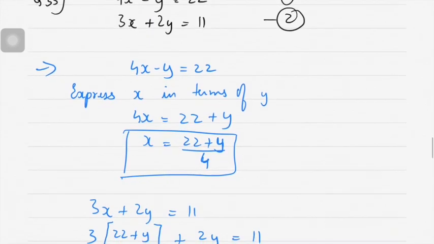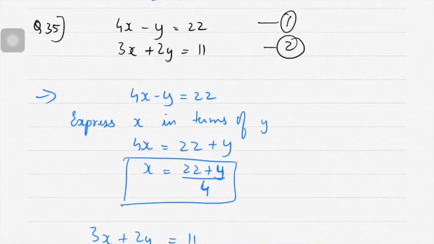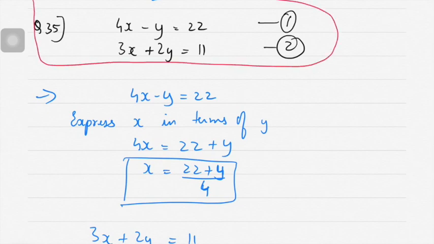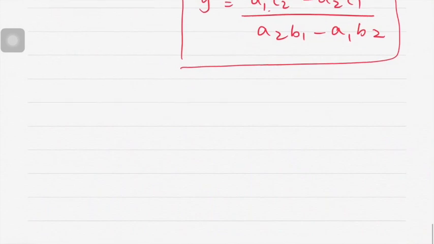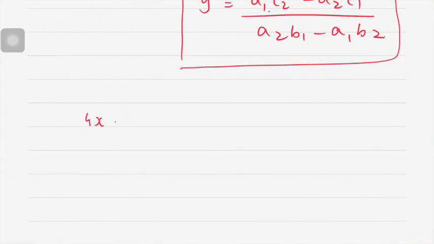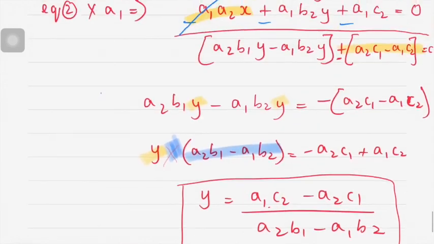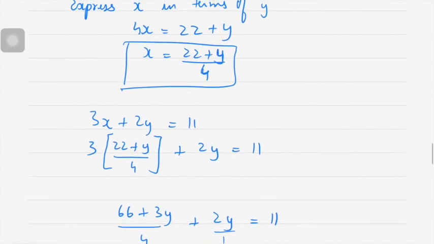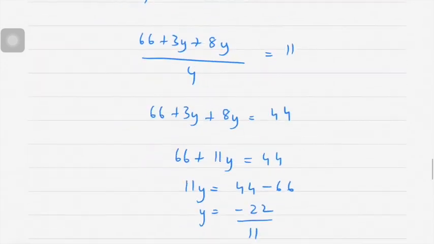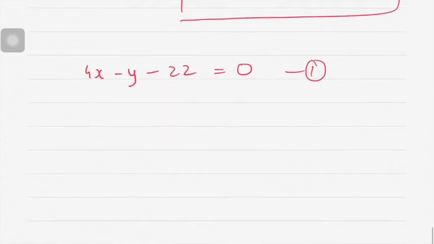See the question we did previously, which is question number 35. Let's take this question: 4x minus y is equal to 22. So here I'll write it: 4x minus y is equal to 22. Let 22 come to this side, so minus 22 is equal to 0. This is my equation 1, correct? My next equation is 3x plus 2y.